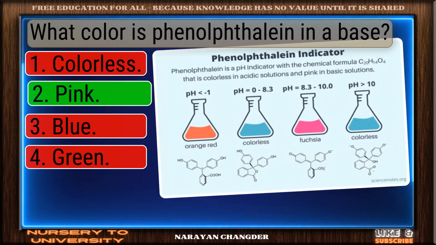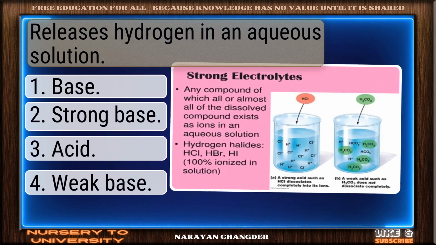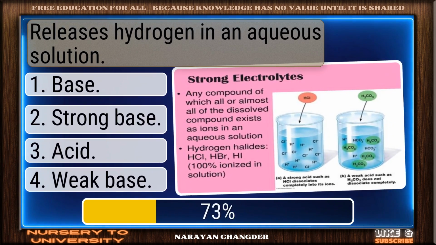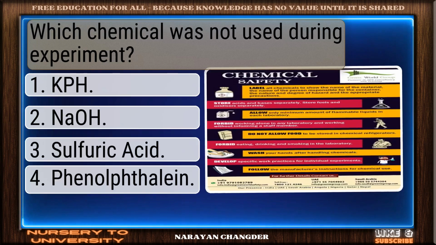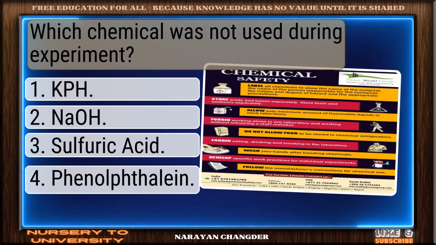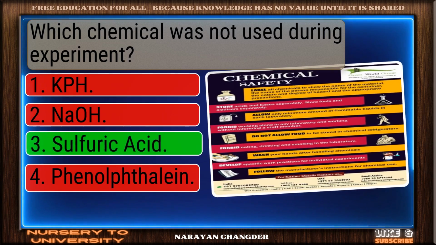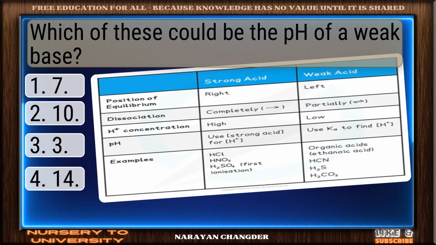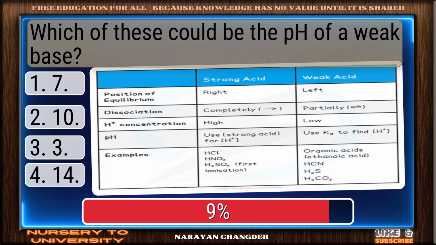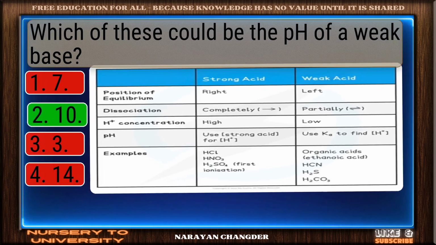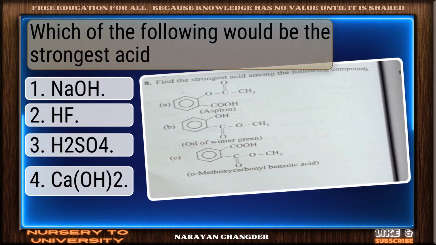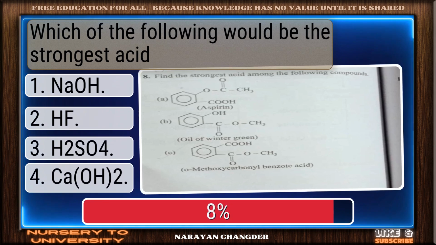Keep it up, pink. Releases hydrogen ions in an aqueous solution. Acid? Which chemical was not used during the experiment? That's it, sulfuric acid. Which of these could be the formula of a weak base? Good job. Which of the following would be the strongest acid?